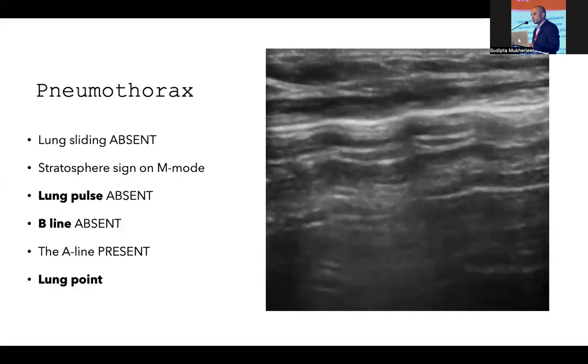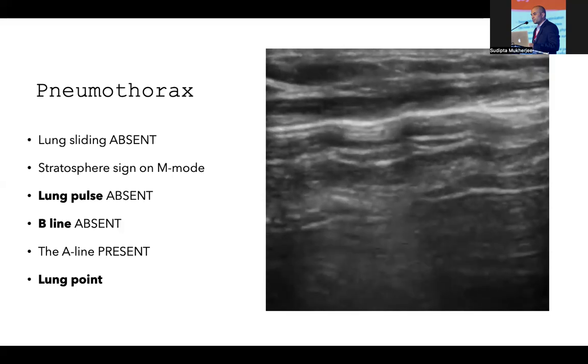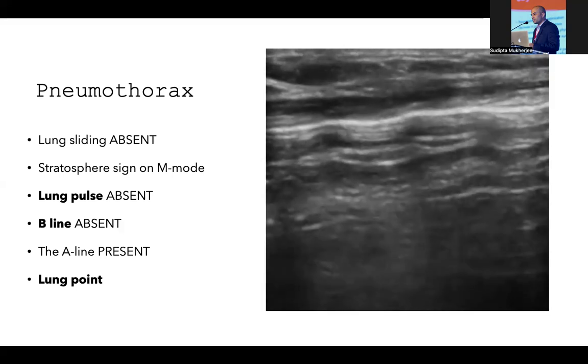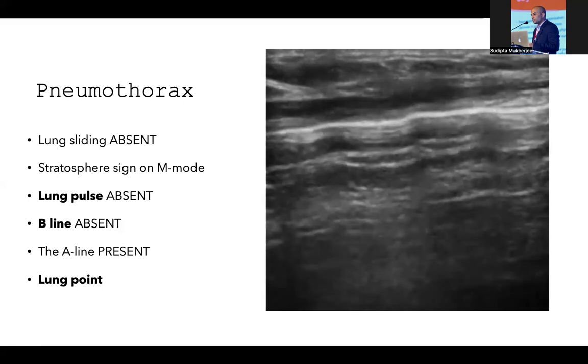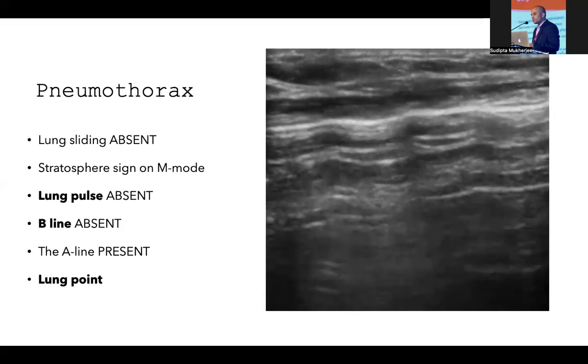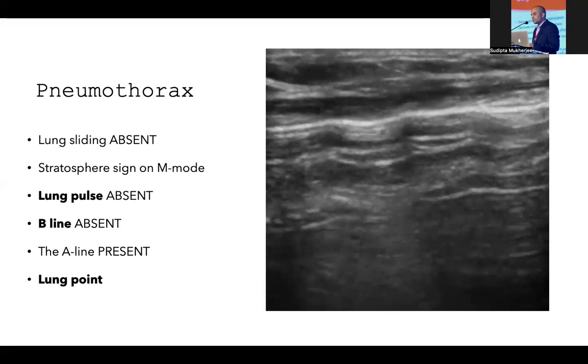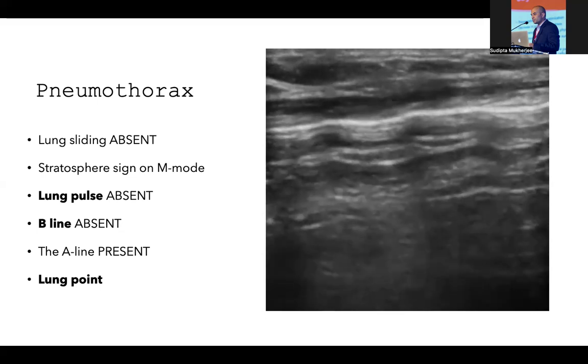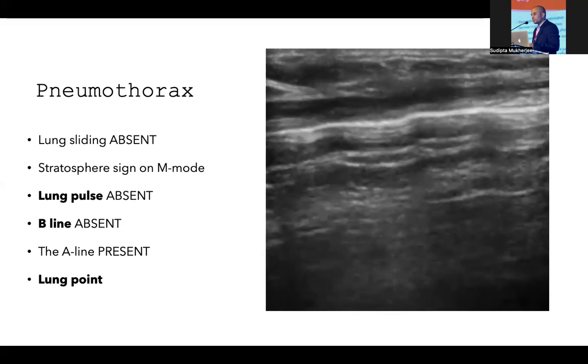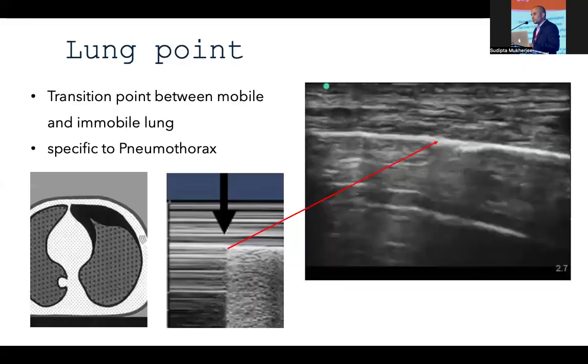You can also confirm a pneumothorax in ultrasound. There will be absent lung sliding, a stratosphere sign in M mode if I put a cursor through it, and lung pulse will be absent because of the air. Cardiac pulsation cannot reach up to the pleura. B lines will be absent because the lung is not there, so no posture of deaeration. A lines will be present because there is air, though it is not within the lung. And if you are lucky, you can get a lung point.